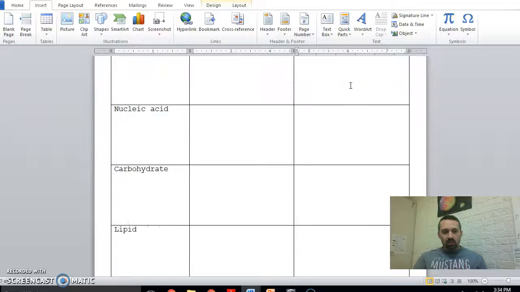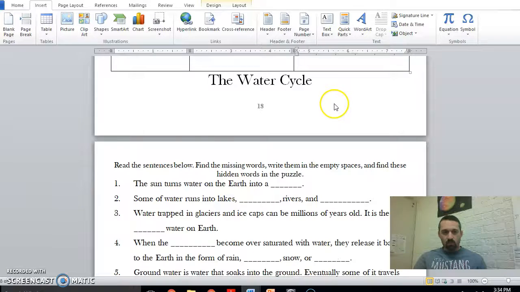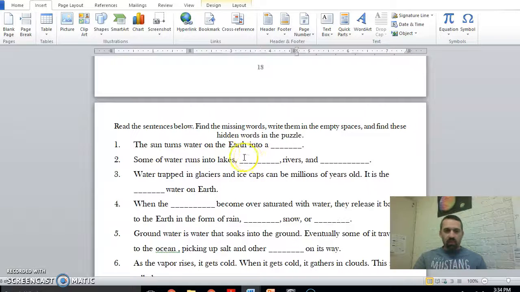Okay, let's talk about the questions, or what we've got going on here. We've got a water cycle activity. So the instructions here on page 19 say to read the sentence below, find the missing words, and then write them in the empty spaces, and find the hidden words in the puzzle. So it says the sun, let's do the first one together. The sun turns the water on earth into a, what does it turn it into?